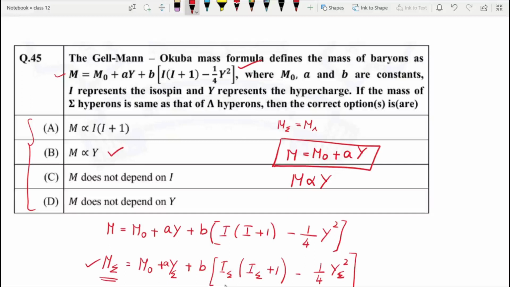And in the similar way, the mass of the baryon does not depend upon isospin. So this option is incorrect. And also that is mass does not depend upon I. So this option is correct. And also mass does not depend upon y is also an incorrect option because m depends upon y. So answer is option B and C.